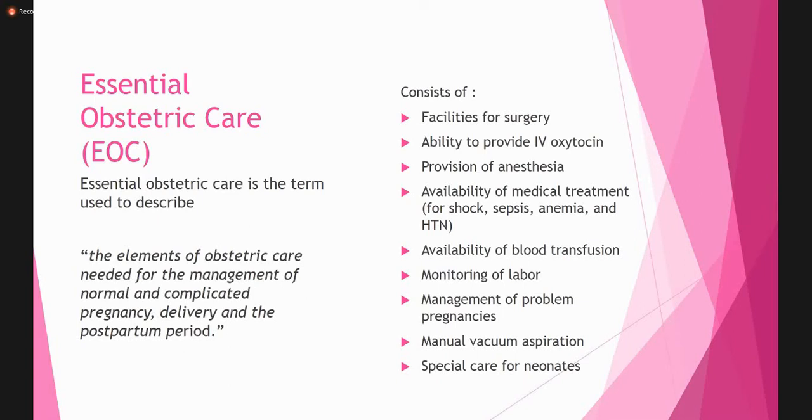It consists of a facility for surgery. She needs the ability to provide IV oxytocin, provision of anesthesia, availability of medical treatment for shock, sepsis, anemia, and hypertension, availability of blood transfusion, monitoring of labor, management of problem pregnancies, manual vacuum aspiration, and special care for neonates. So an essential obstetric care facility should consist of all these facilities, and all these should be dealt with.